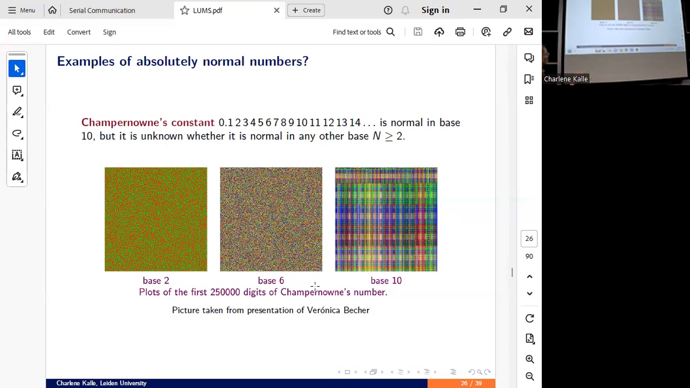So 250,000, this is a number in decimal digits. So they computed 250,000 digits of the binary expansion of this number. So they converted it to a binary expansion. And then they gave digit 0, I don't know which one, digit 0 they made green. Digit 1, they made red. And then they started here and put all these 250,000 digits in a row, coded by colors.